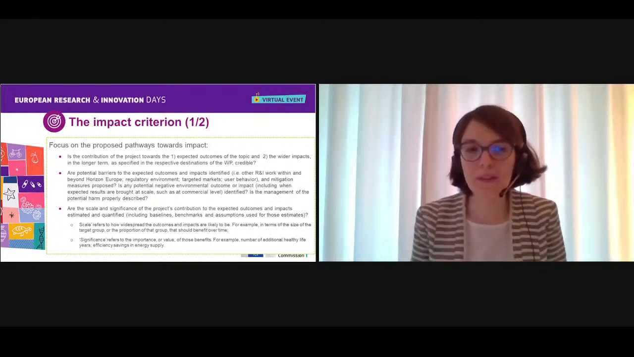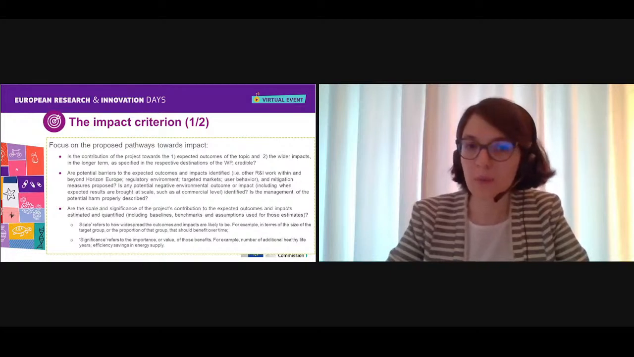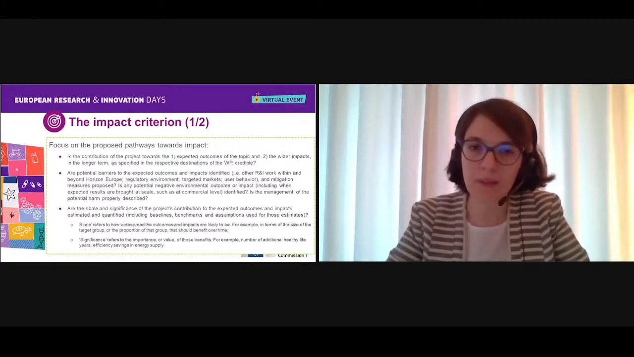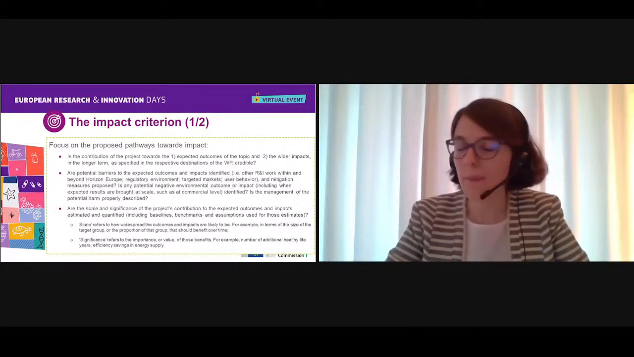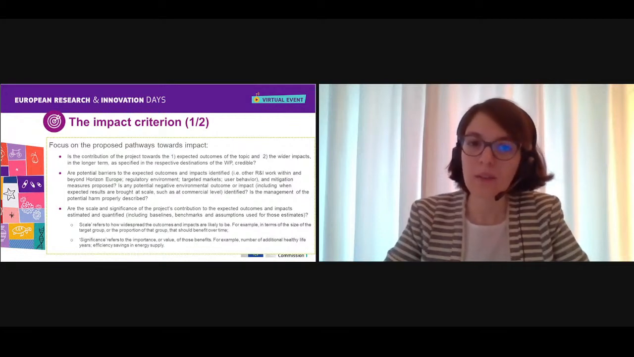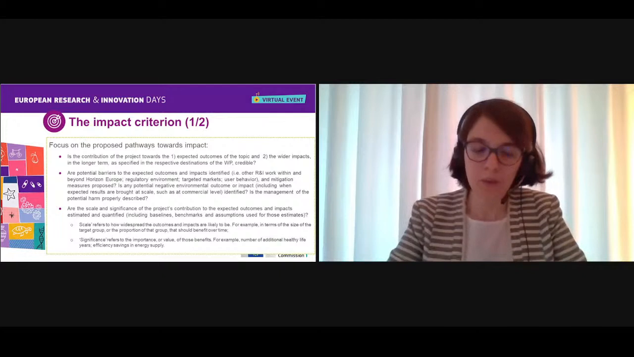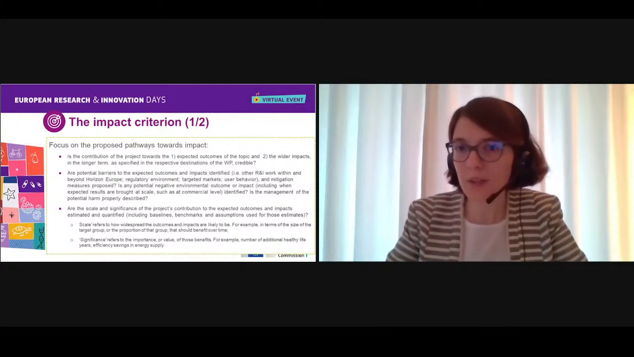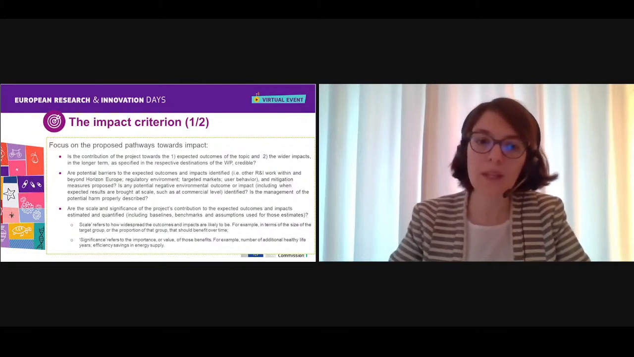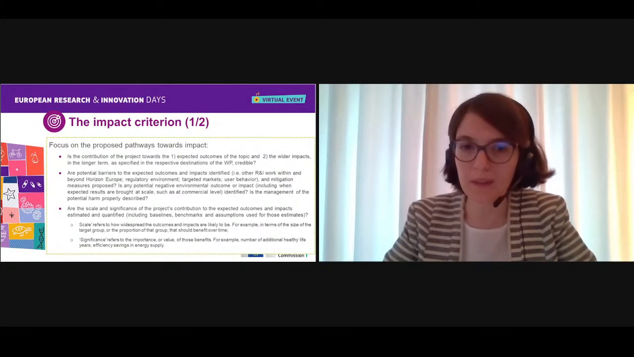And last but not least, in this section about the pathway towards impact, you are invited to assess and describe the scale and the significance of your project contribution toward the outcome and impacts. And here we ask about something a bit more quantified. So you will have to include baselines, benchmarks, assumptions that you use for these estimates. So when we talk about the scale, we mostly refer to how widespread the benefits are. And when we talk about significance, we're more referring to the importance, the value of these benefits.